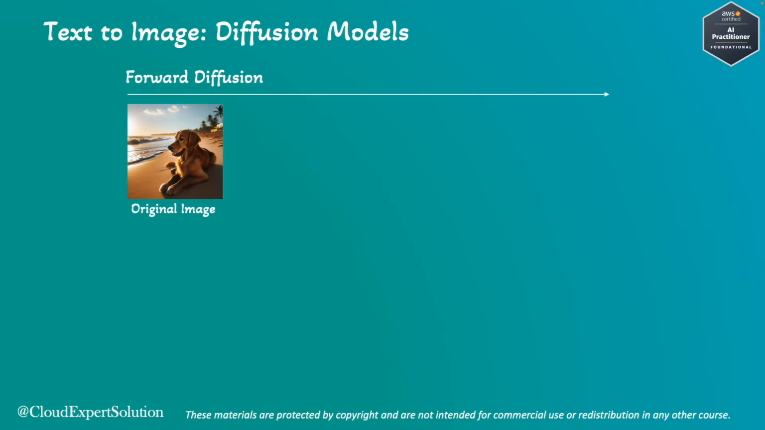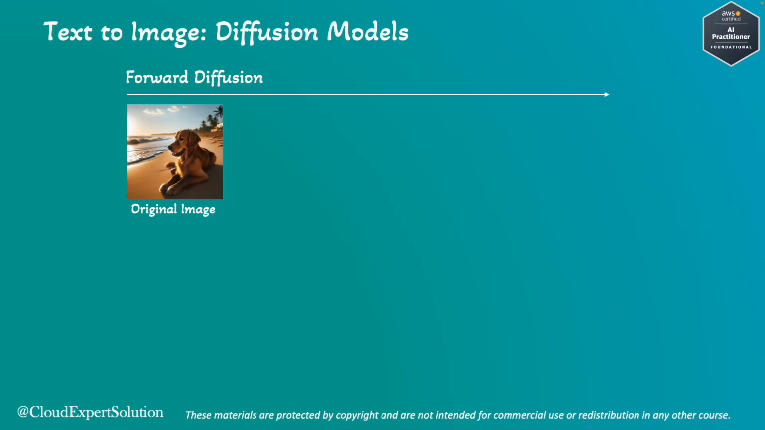In this slide, we'll talk about another machine learning model, which is the diffusion model. The diffusion model is responsible for generating images from a text prompt. Now let's break down how the diffusion model, especially stable diffusion, works in a very simple way.